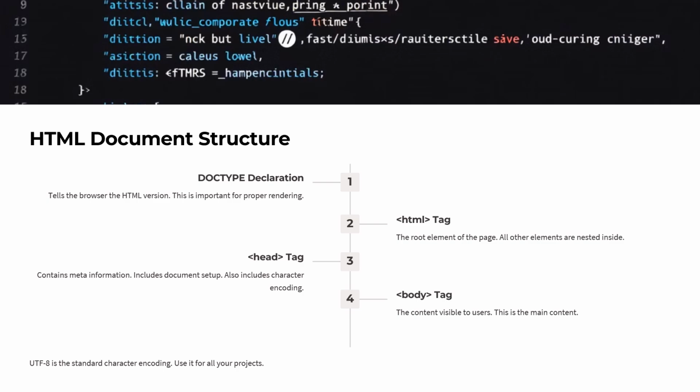By following this structured approach, developers create well-organized and properly functioning HTML documents. The doctype declaration ensures correct rendering, the HTML tag provides a foundation, the head tag manages metadata and configurations, and the body tag delivers content to users. Understanding and applying these fundamental concepts is essential for building reliable and efficient web pages.